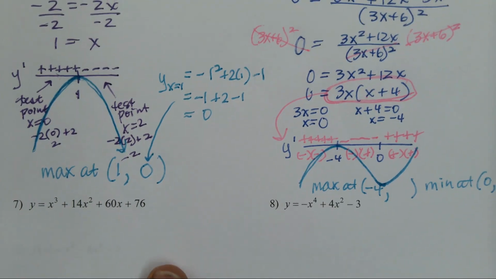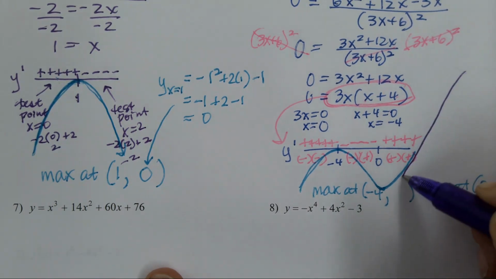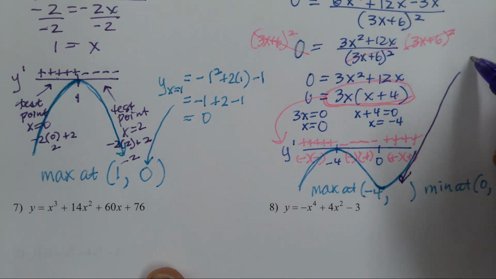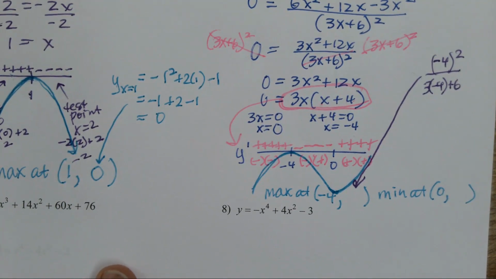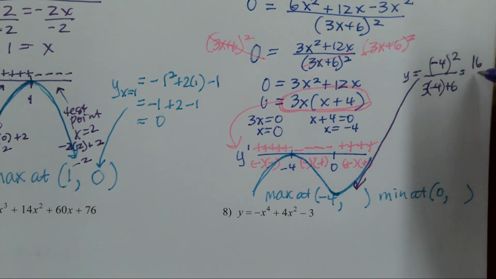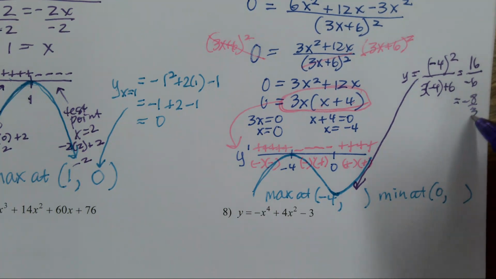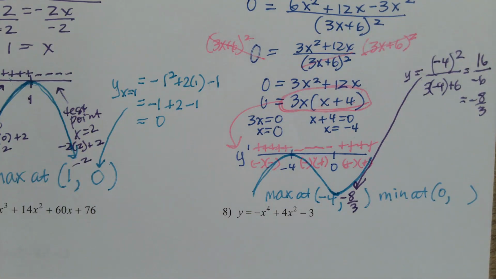Original equation, back up to the top. So to get this one, draw an arrow down to get that one, I'm going to do -4 squared over 3 times -4 plus 6. -4 squared. That's my original function. Y equals, that leaves me with 16 over -6, I believe, or -8/3. So that is the exact point in which there's a max on this graph, and then I'm going to find the 0 pair.